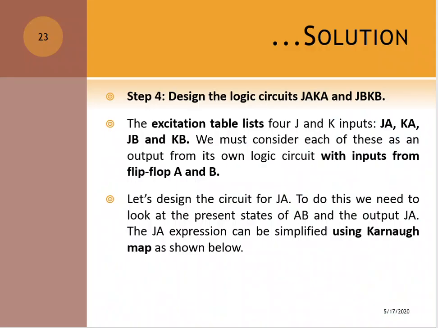Okay, the next step is to design the logic circuit for JA, KA, JB and KB. The excitation table lists four J and K inputs: JA, KA, JB, and KB. We must consider each of these as an output from its own logic circuit with inputs from flip-flops A and B. So let's design the circuit for JA. To do this, we need to look at the present states of AB and the output JA. The JA expression can be simplified using a Karnaugh map as shown below.